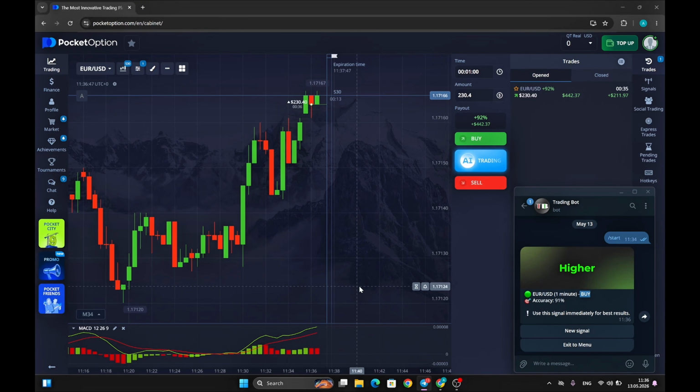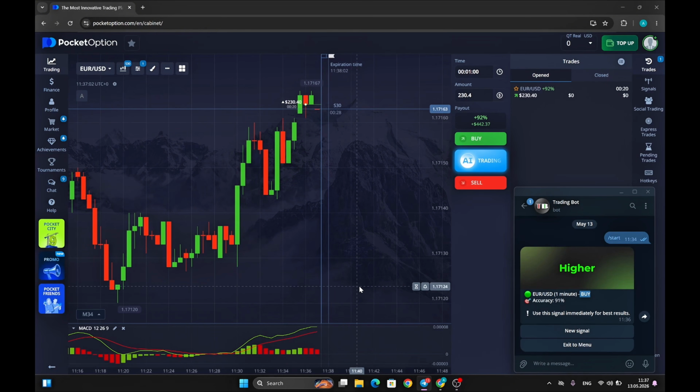The bot also includes basic sentiment analysis. This involves scanning news sources or market sentiment indicators to detect whether the general mood around an asset is positive or negative. While this is not always the primary factor, it can help provide additional context to the technical signals.